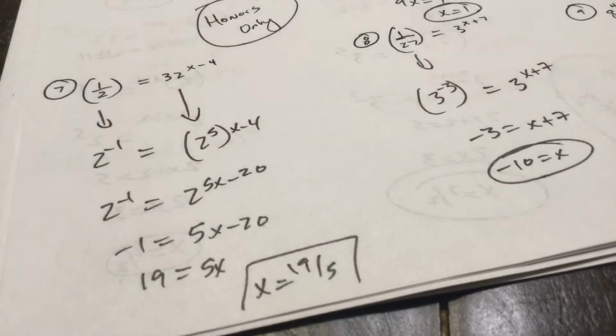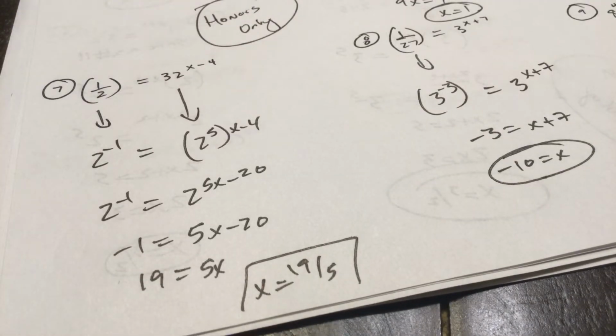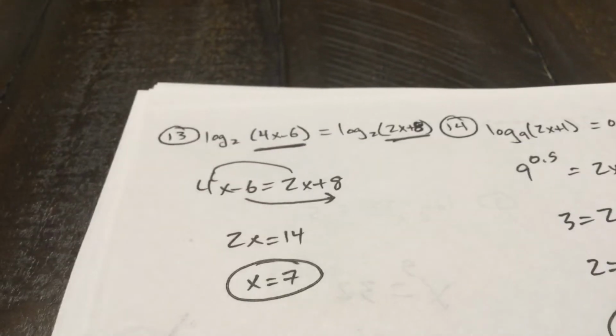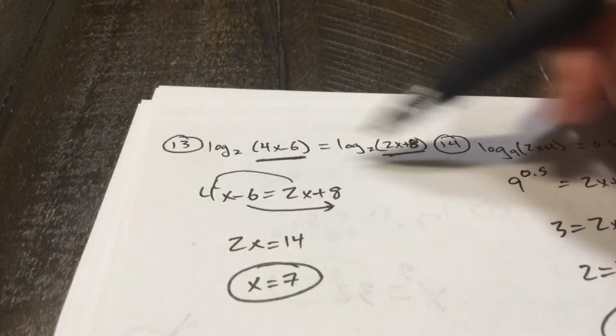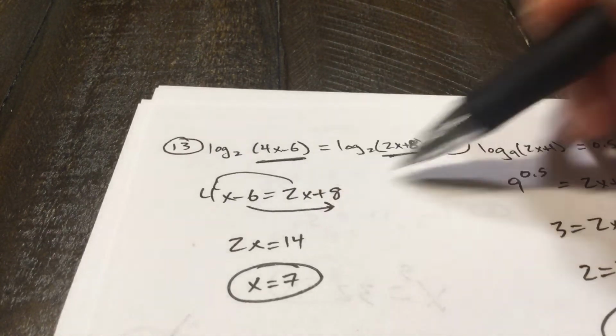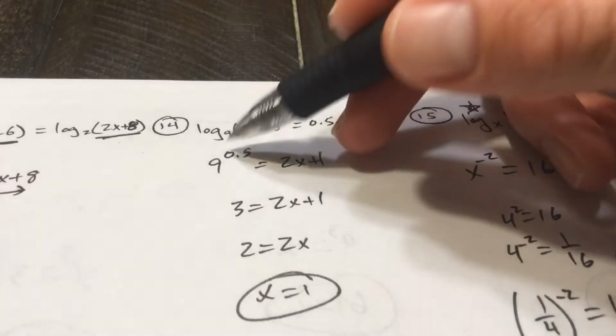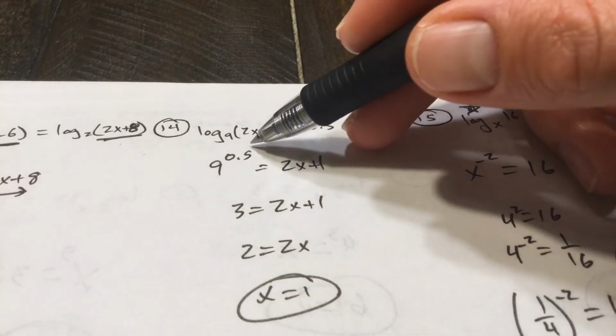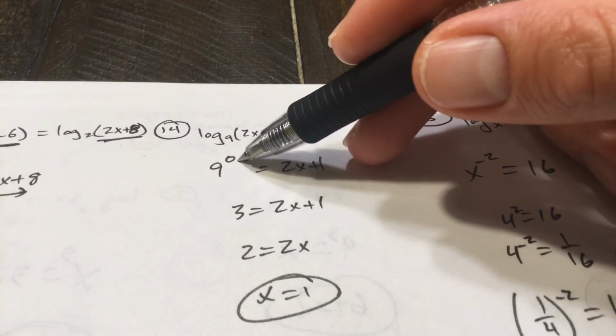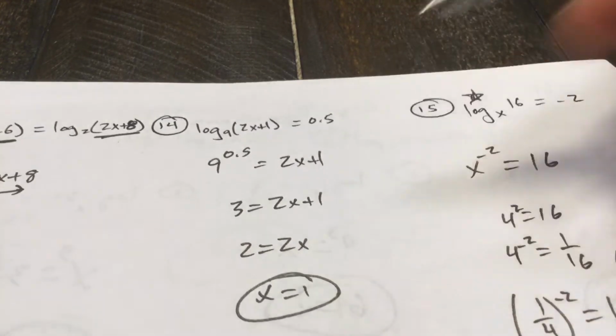All right. Next page is for everybody. Folks, log base 2, log base 2. So those parentheses must be equal. Set them equal to each other. X is 7. 9 to the 1/2 power is 2x plus 1. That's just the square root of 9, which is 3. X is 1.